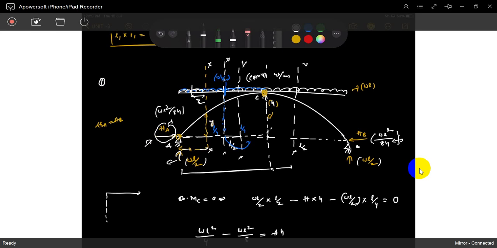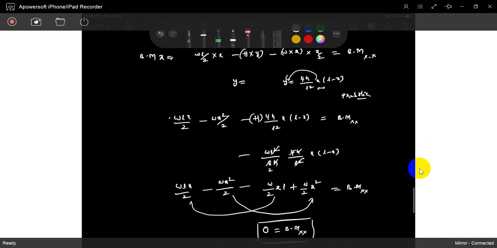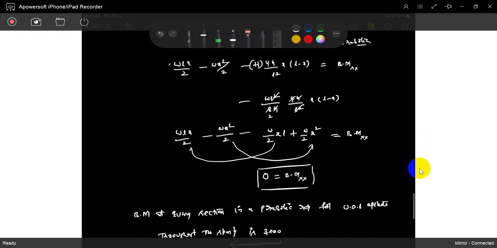Okay. So if a three-hinged parabolic arch is subject to a uniformly distributed load throughout the span, then the span does not contain any bending moment at any point. Throughout the span, it is free of bending moment. Understood? Sir, what is a shear force diagram? What is shear force and diagram?